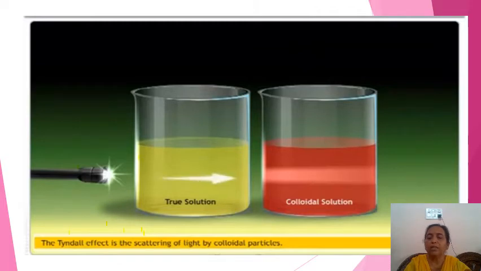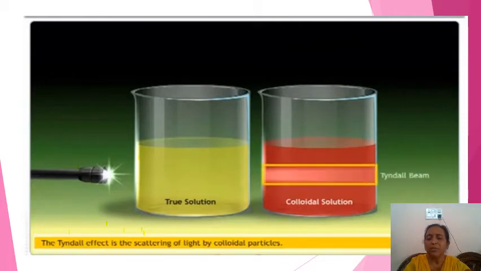Now why does this happen? Why is the path not clear in the true solution but clear in the colloidal solution? The reason behind this is that when the light falls on the colloidal particles, they get scattered. Scattered means they get reflected. The reflected light comes into our eyes and makes the path visible. All the particles in this path are reflecting light into our eyes and thus we can see the path. The same effect is known as Tyndall effect.